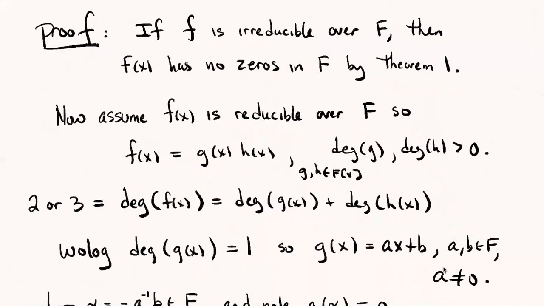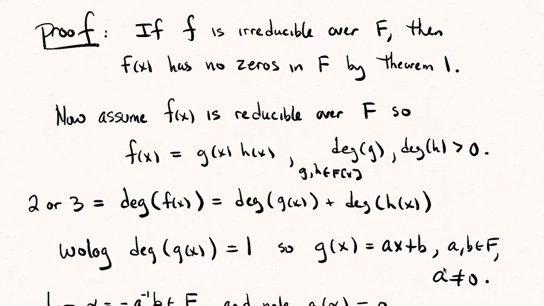Well, it has to be the case that one of them has to be 1 and the other one has to be 2. Well, excuse me, if the degree of f is 2, both these numbers have to be 1. 1 plus 1 is the only way you can get 2 by summing positive integers. Okay, if the degree of f is 3, then one of these numbers is a 1 and one of them is a 2. I don't know which one it is, but without loss of generality, I'm going to say the degree of g is 1.